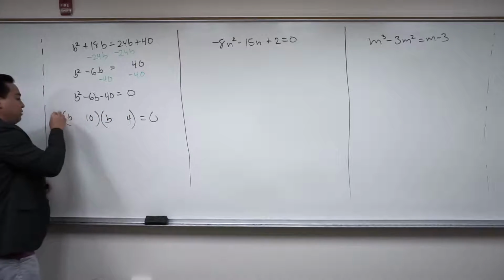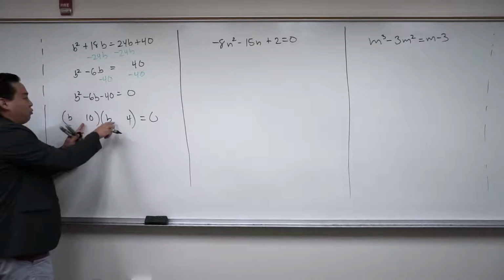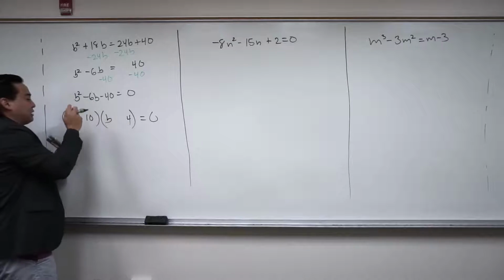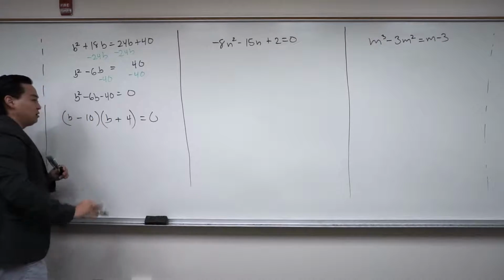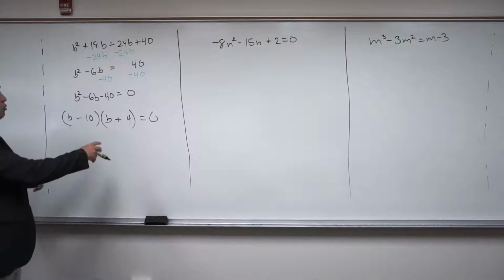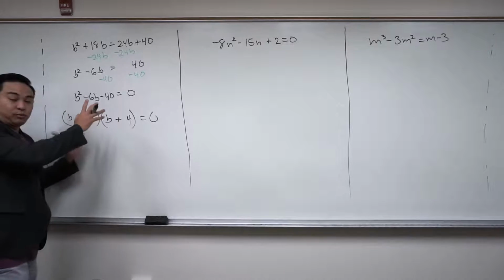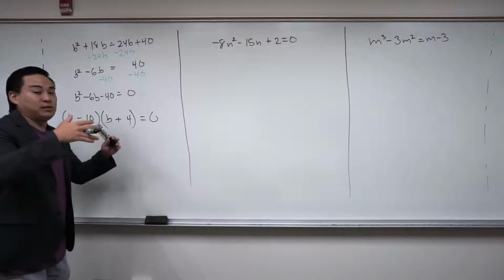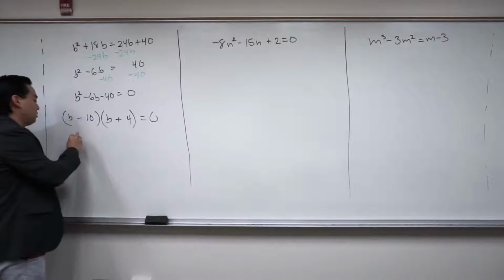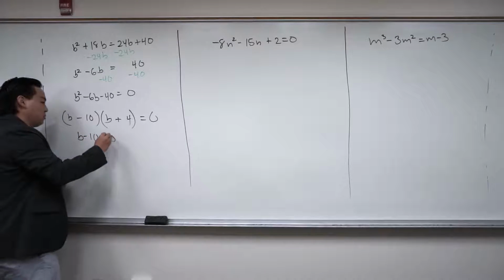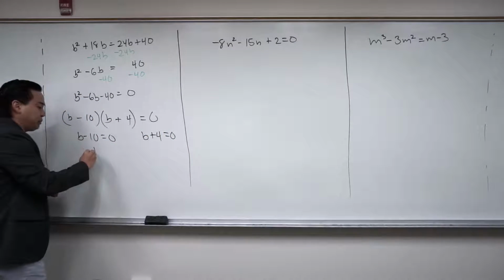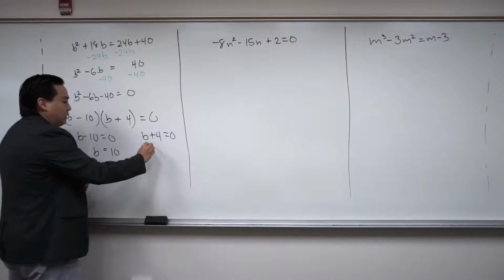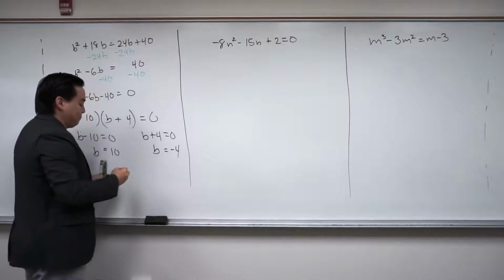Always have the variable in the front. And do I add or subtract to get to the -6? I want it to be negative, so -10 plus 4. Once we have it in this form again, where we have multiplications equal to 0, you can set each of them equal to 0. So here, b is equal to 10, and here b is equal to -4.